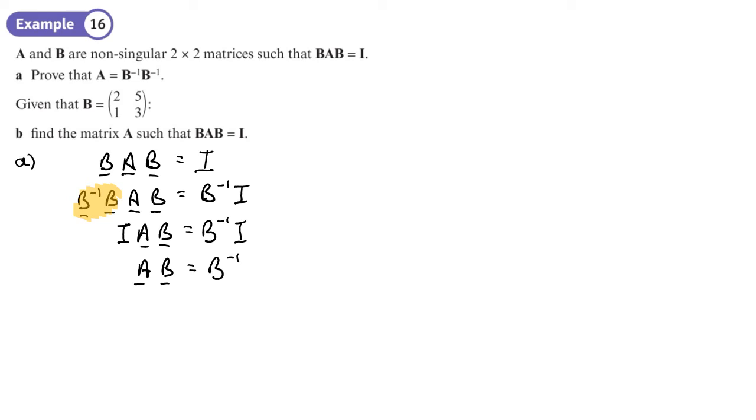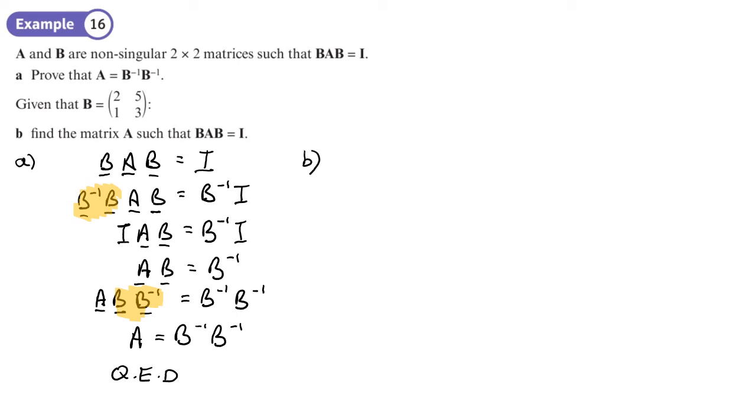equals B inverse. Now what I'm going to do is multiply B inverse to both sides, but I'm going to put it at the end because I want to get rid of this other B. So notice I put the B inverse at the end there. On the other side I also put the B inverse at the end. Now what happens over this side? Well, where we have B B inverse, that becomes the identity. It sort of cancels out. So all we're left with is the result they wanted: A equals B inverse B inverse, as required.